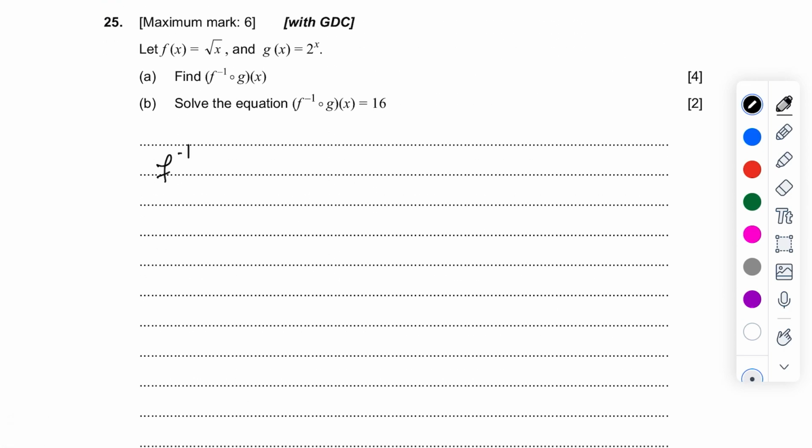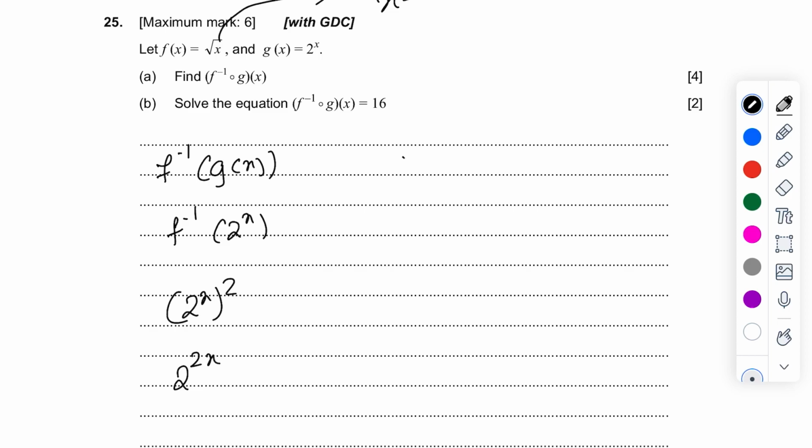f inverse of g of x. So f inverse of 2 power x. f inverse of x is nothing but x square. So it becomes 2 power x whole square, which is 2 power 2x.